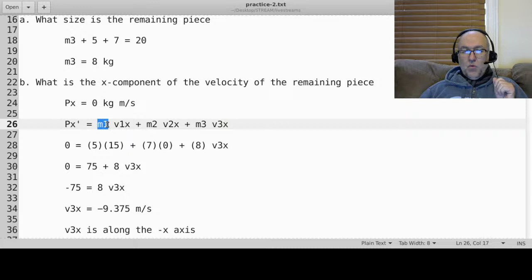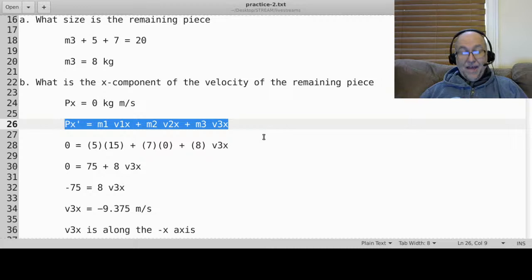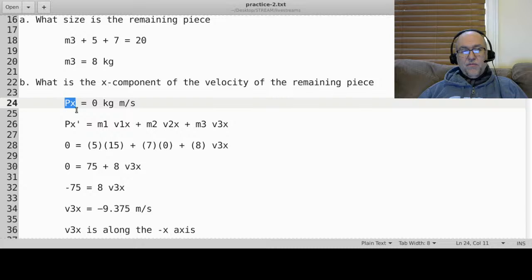So it's m1, v1, x. And then the second one is going to be m2, v2, x. And the third one's going to be m3, v3, but just the x component. Okay, so this whole thing is only about the x component, and of course, after the explosion. Well, momentum is conserved, right? So whatever the x component is before, it's the same one after. So that is equal to zero.